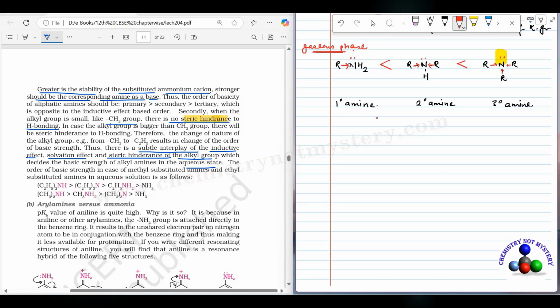Now we are going to discuss the order of basicity of amines in the aqueous phase. In the aqueous phase, first you have to consider the inductive effect, second is solvation of the conjugate acid cation, third is steric hindrance.